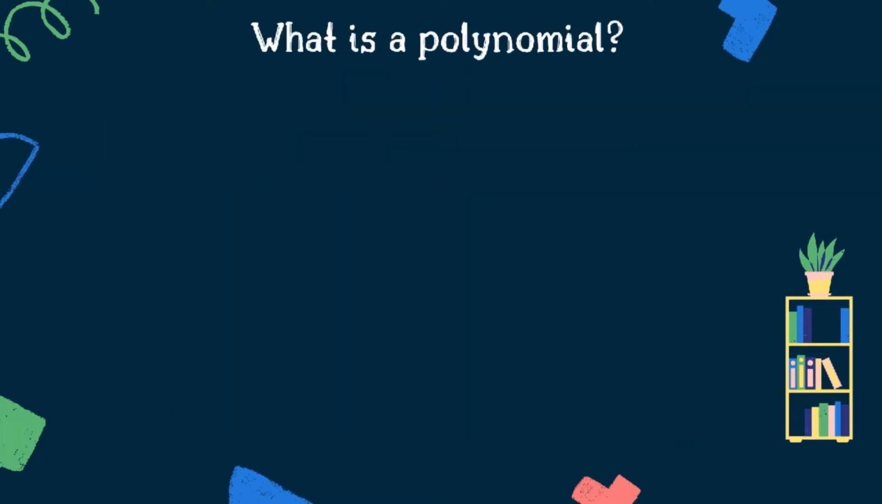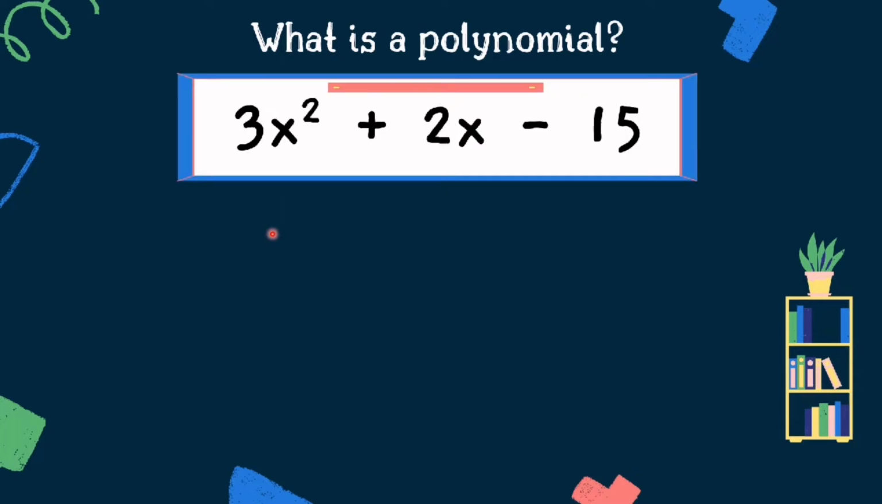So first, before identifying the differences among the three, let us first have a review or recap. Are you familiar with a polynomial? So this is an example of a polynomial with three terms. So we call it a trinomial.